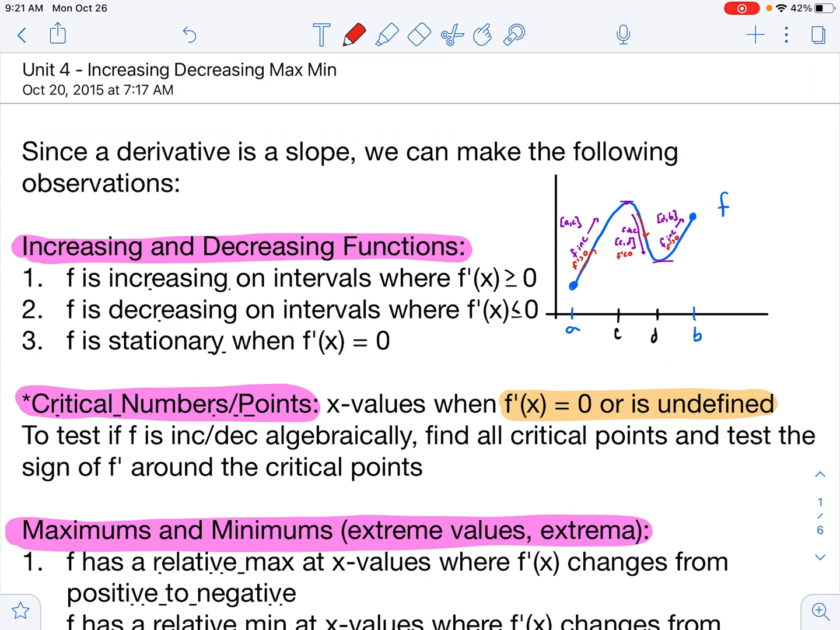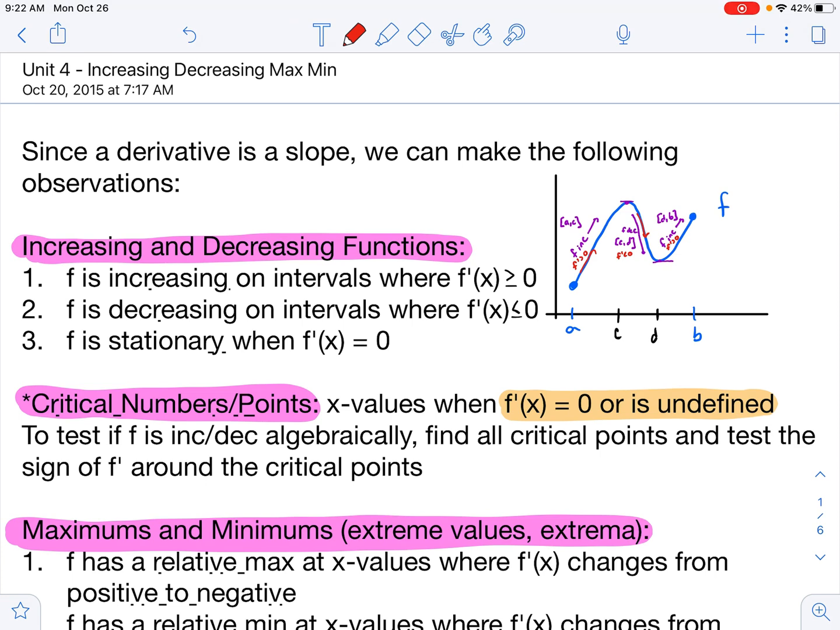Okay, so again, just to recap, f is increasing where f prime is greater than or equal to 0. f is decreasing where f prime is less than or equal to 0. And we call points where f prime is equal to 0 stationary. Critical numbers again are critical points. As I said earlier in the lesson, these are x values where the first derivative is 0 or is undefined.